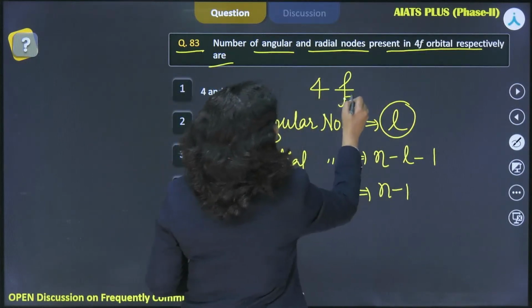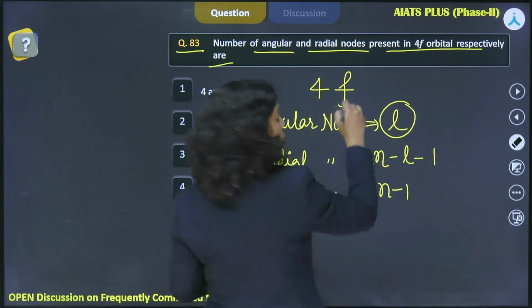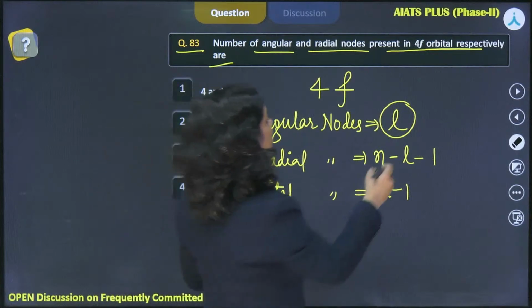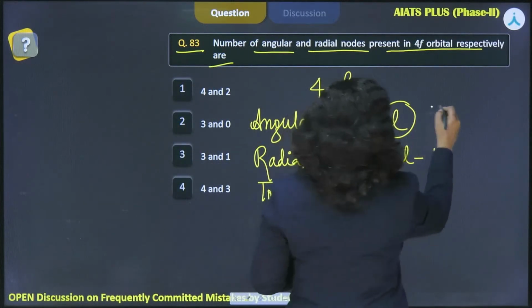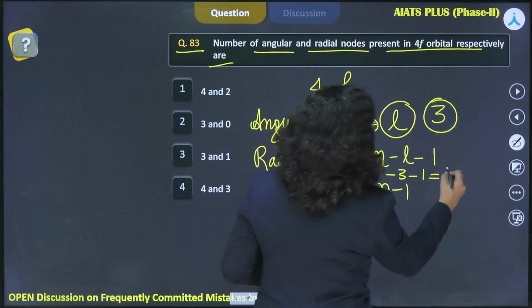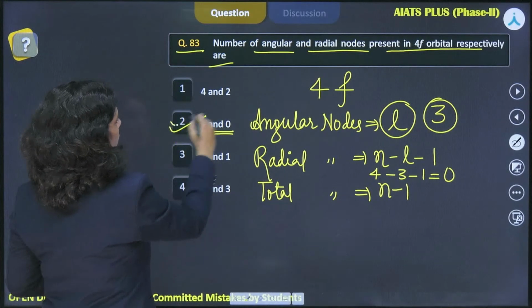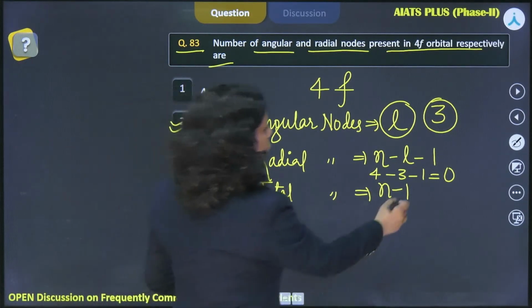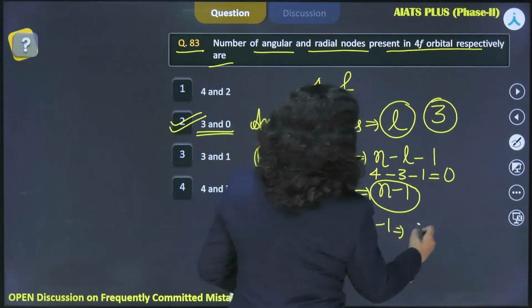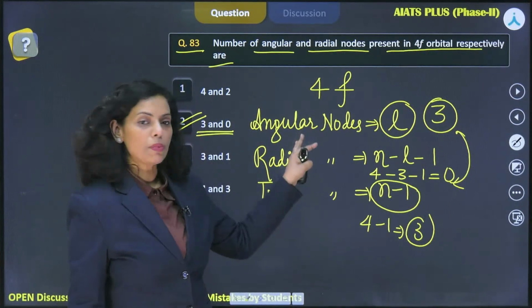L value for f orbital is 2, right? Not 2, 3. For s orbital it is 0, for p it is 1, for d it is 2, and for f it is 3, right? So 3 it would be. And n minus L minus 1 means 4 minus 3 minus 1, which is 0. So 3 and 0, option 2, right? And now the total number of nodes would be n minus 1, which means 4 minus 1 simply. 3 it would be, because the sum of 3 plus 0 is 3 only, right? So this way we, yes beta, right Vikram.